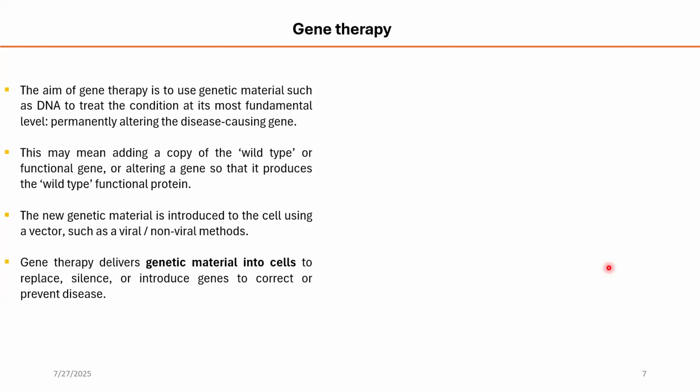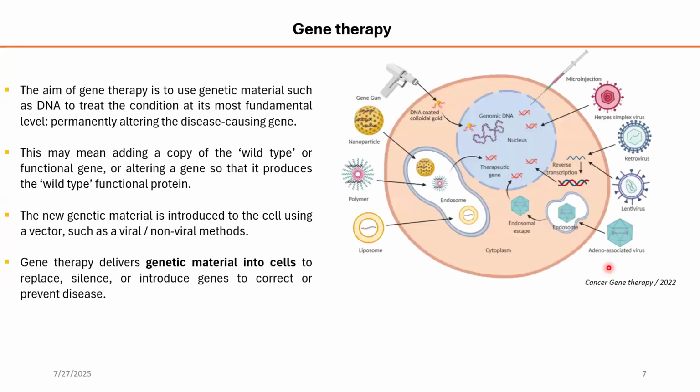The vector could be a viral or a non-viral method. Gene therapy delivers the genetic material directly into the cell to replace, silence, or introduce a gene to correct or prevent a disease. So here is a picture where you see the cell which is treated with either non-viral methods like using a gene gun, nanoparticles, polymers, liposomes, or using viral methods like microinjection, retrovirus, lentivirus, adeno-associated or adenovirus-based methods.